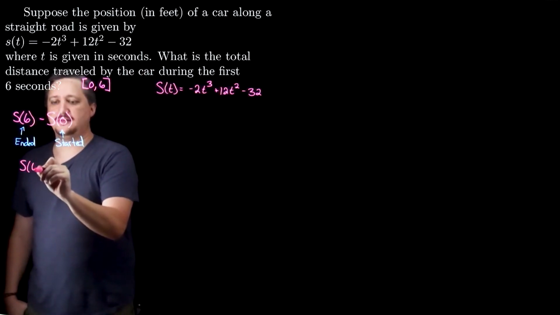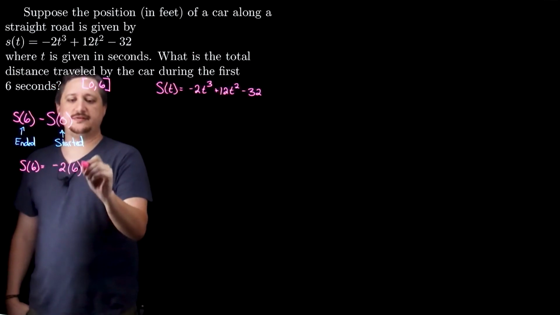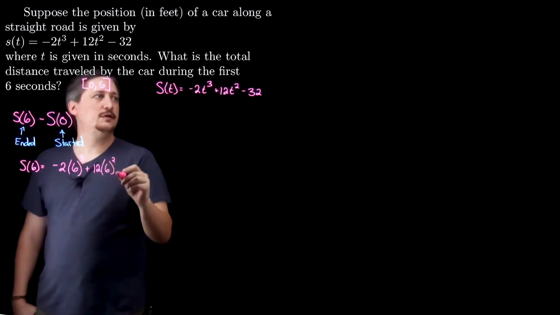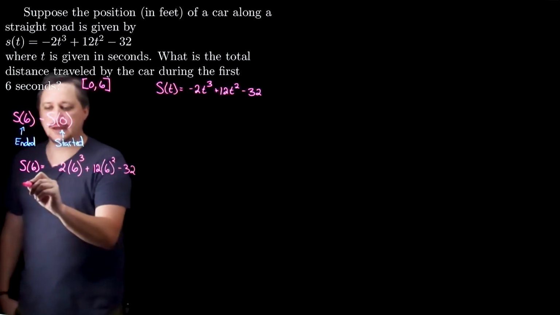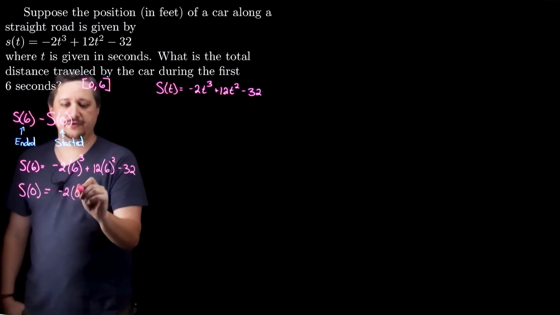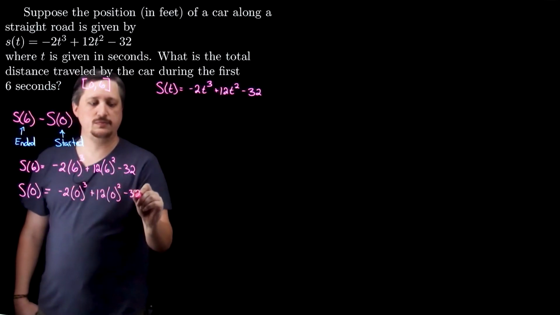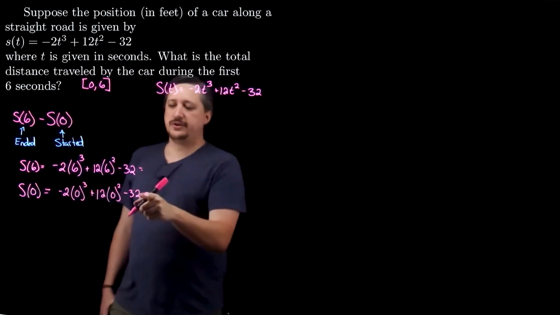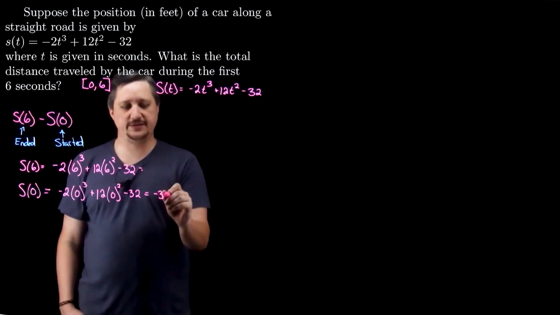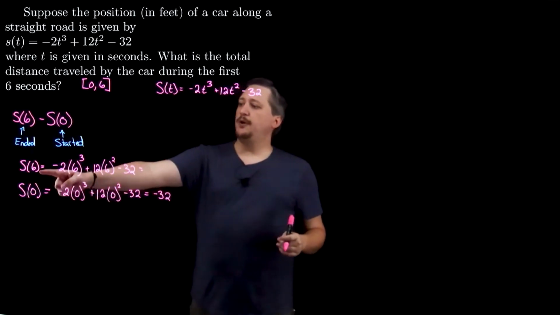So s of 6 is -2 times 6 cubed plus 12 times 6 squared minus 32. And s of 0 is -2 times 0 cubed plus 12 times 0 squared minus 32. So in particular, s of 0 is 0, 0, -32. So I guess it's good that I didn't assume I started at 0, because really I started at -32 for some reason. But when I plug in 6, what do I get?